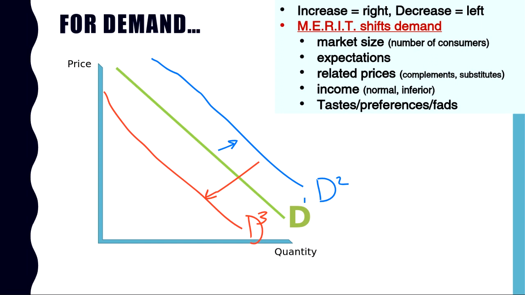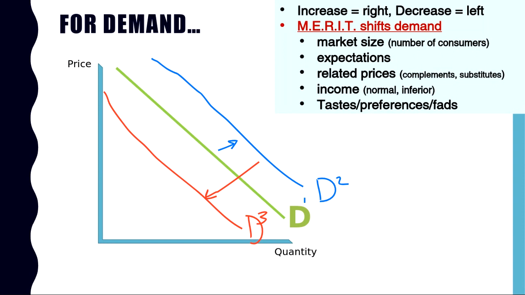The next one is expectations, and that's because people generally respond to things as humans. If I expect that the price of something will be cheaper tomorrow, I'm not going to buy it today. I'm going to wait until tomorrow to buy the thing. If I expect that the price of something is going to be more expensive tomorrow, I'm going to buy it today while it's cheaper, so I don't have to pay the extra costs tomorrow. So that's going to go back and forth.